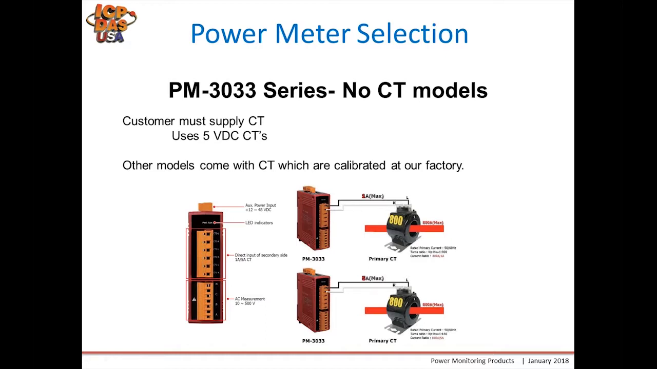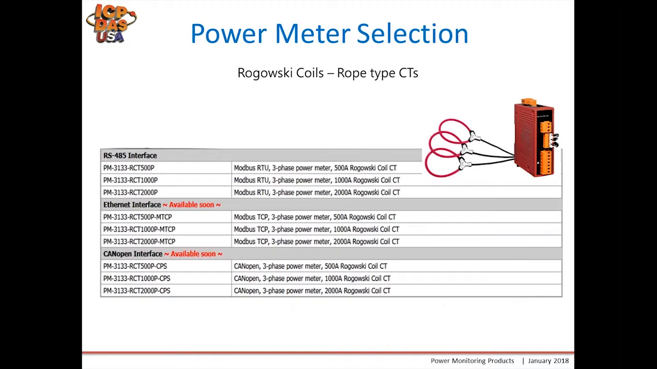Okay, for higher current versions, we also have our new series, which has Rogowski coils, which are rope-style CTs as shown here in the picture. Again, they're broken down based on protocol and maximum amperage. So note these can go up to 2,000 amps and are for 3-phase systems.